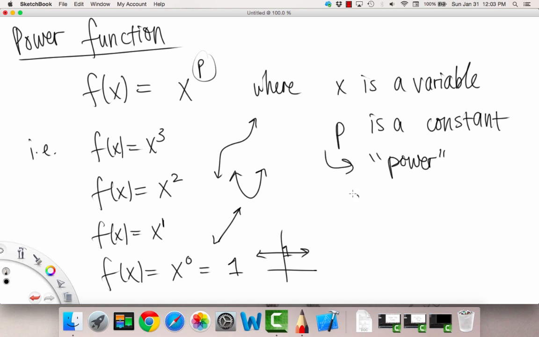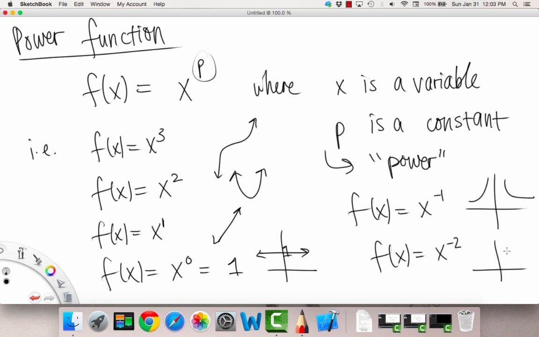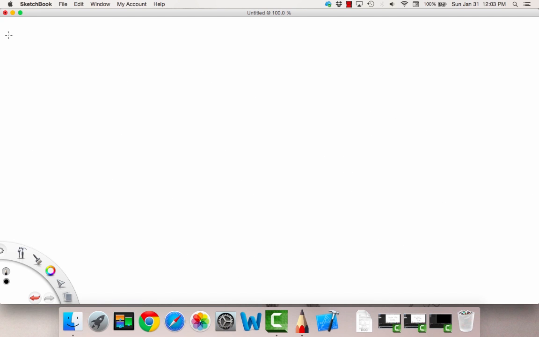We've also seen the negative powers as well. So x to the negative 1, that one's a little bit different, it looks like this a little bit. And then we've also seen the reciprocal of x squared. That one kind of looks the same, but it's a little bit steeper. So we've seen lots of these throughout our time so far. Now let's break down the power functions into two separate groups. First of all, we have even numbered powers. So what does that mean?